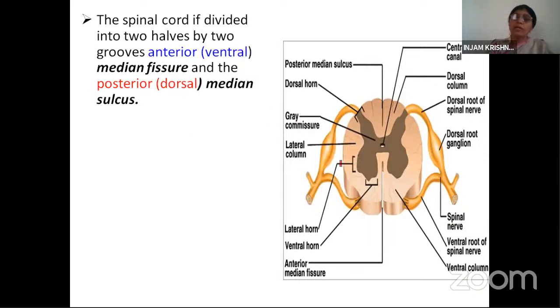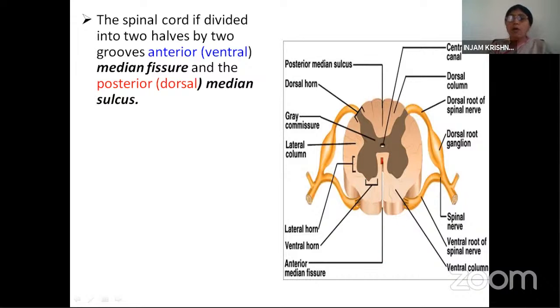All of you know that in your lower classes, particularly in your 10th class, you might have seen this image, TS of spinal cord. Yes, the spinal cord is divided into two halves by two grooves, the anterior median fissure and the posterior median sulcus. See, it is the posterior part, this side. In the image, the upper side is posterior, the lower side is anterior, or dorsal side, ventral side. Don't get confused. Posterior means dorsal, anterior means ventral.